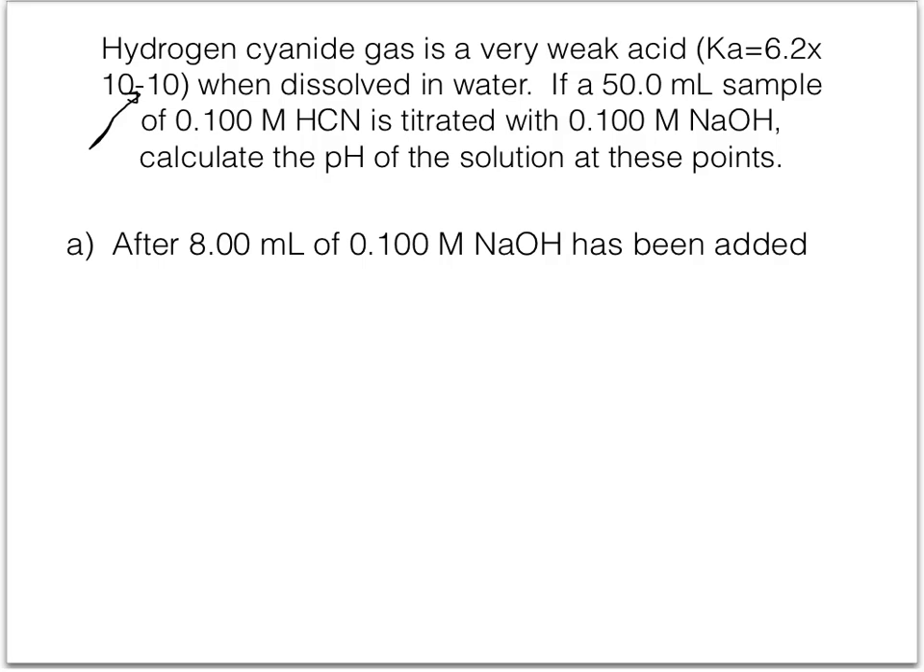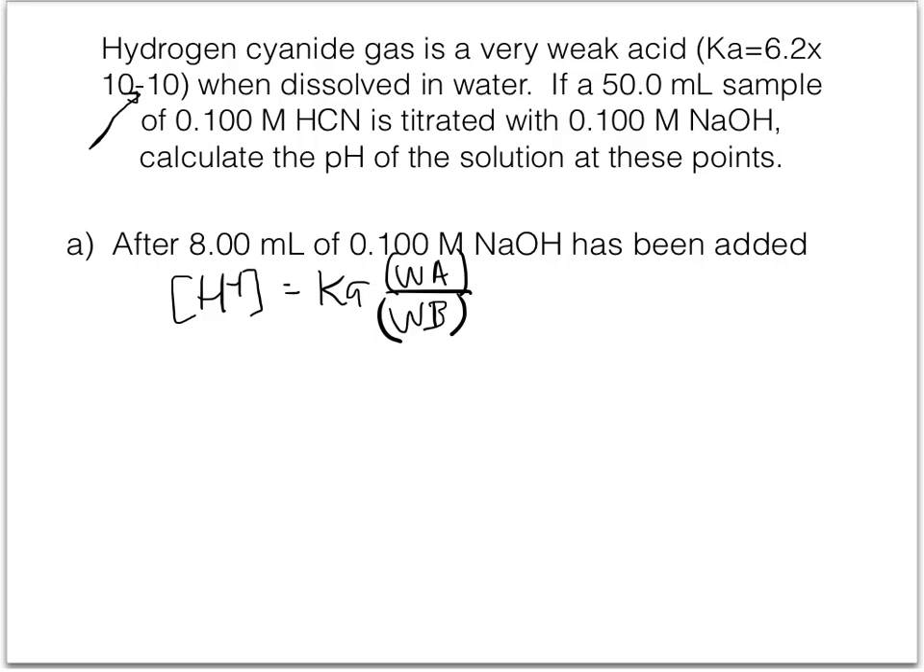So the first point is once we've already added 8 mL of the sodium hydroxide. Since we're using a weak acid with the base, we're going to use our buffer formula. And our buffer formula is H plus equals the Ka times the ratio of the weak acid over the weak base. Now, remember, since we are adding sodium hydroxide, we have to go to moles. So we're going to convert everything over to moles.